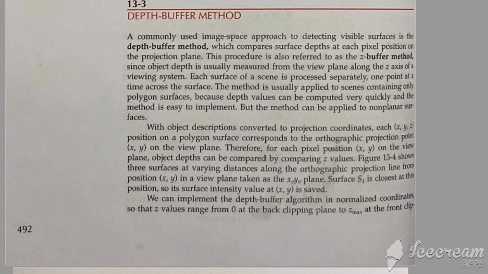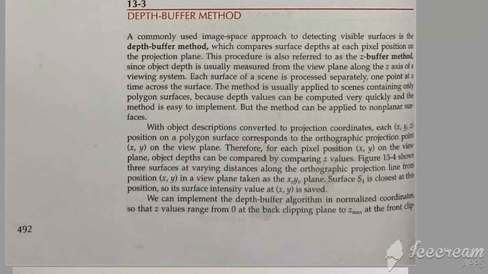Hi students, the next visible surface detection method is the Z-buffer method. In the last video we learned about backface detection, and the second method is the Z-buffer method. It is also called the depth buffer method. The Z-buffer method is an image space method. Image space method means it is implemented in the screen coordinate system.